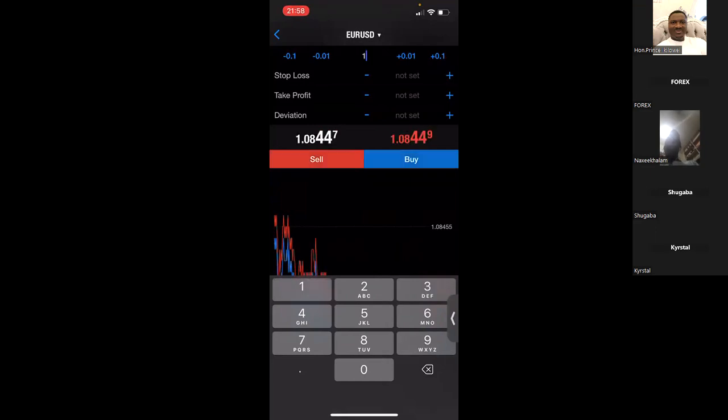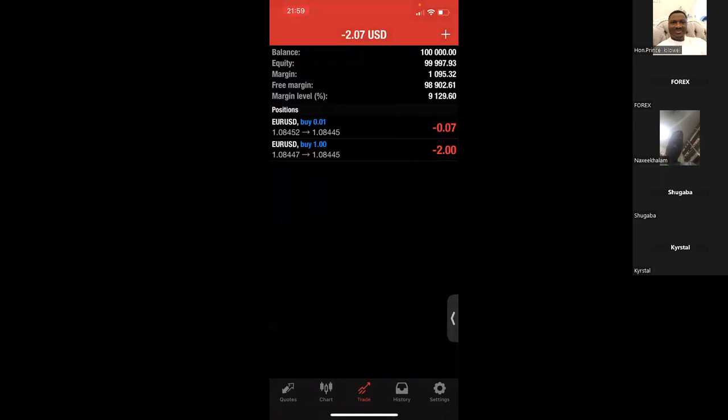So I'm going to type 1.00. This is standard lot size. It means that if the trade goes in my direction, for instance, I'm going to buy, I'm going to make $10 per pip. The same market, the same buy. So you see that one is going to give me quick money or quick losses, but the same trade.